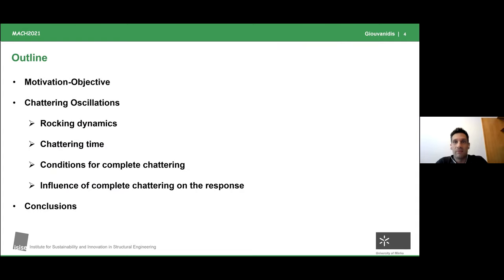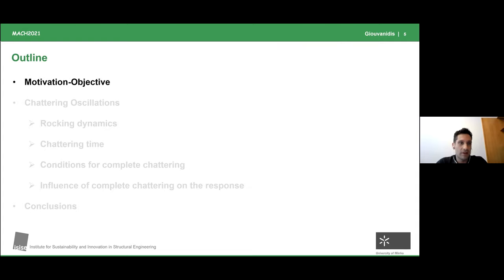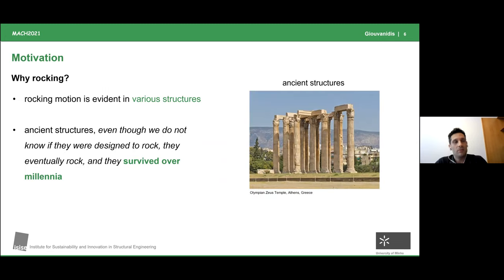So this is the outline of my presentation. Let's start. Before we get to chattering, we need to answer the question: why rocking? To answer that, we need to observe that rocking motion is evident in various structures. We need to go a bit back in time and realize that ancient structures survived over millennia. Although we do not know if back then they were designed in order to rock, we do know that they eventually rocked and that they eventually survived.